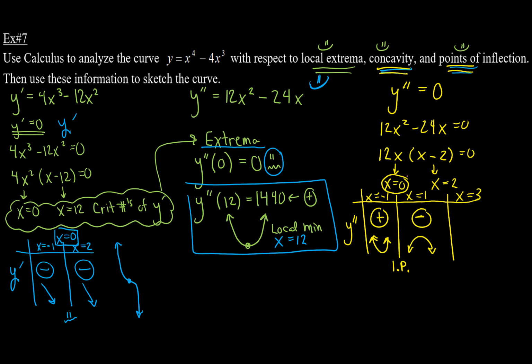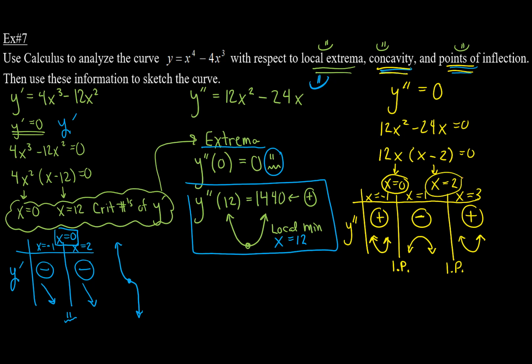And if I plug in a number larger than 2, we chose 3, I'm going to have 12 times 3 squared minus 24 times 3. That's going to give me a positive number, and that means it's concave up. So that means I also have an inflection point at x equals 2.